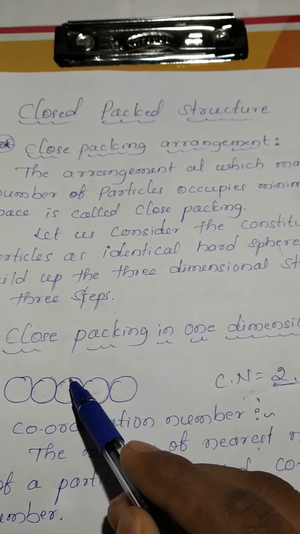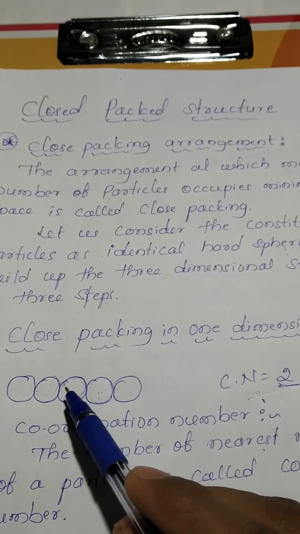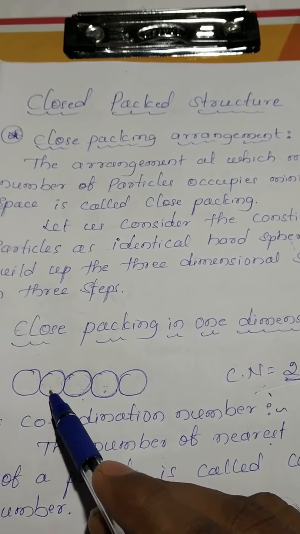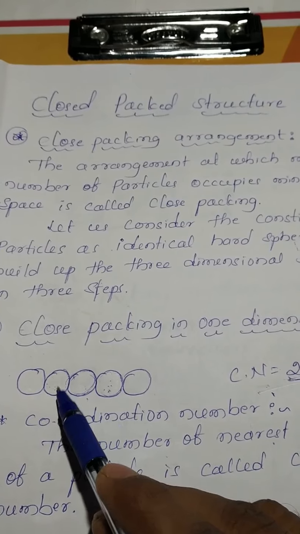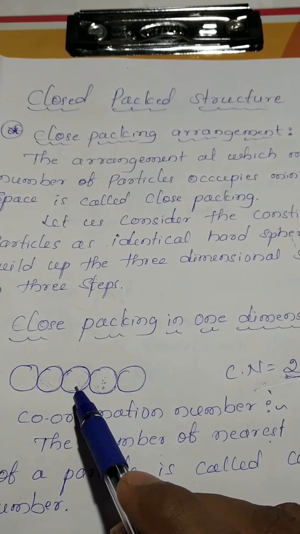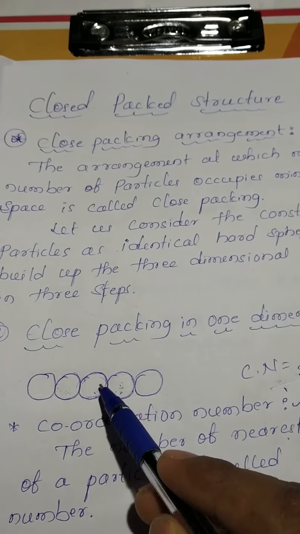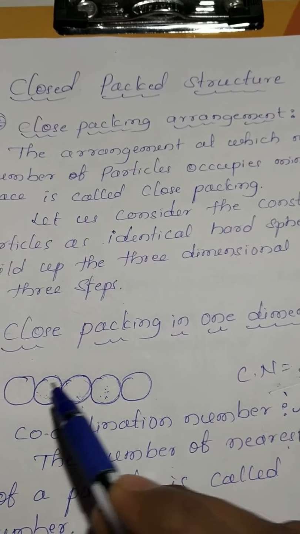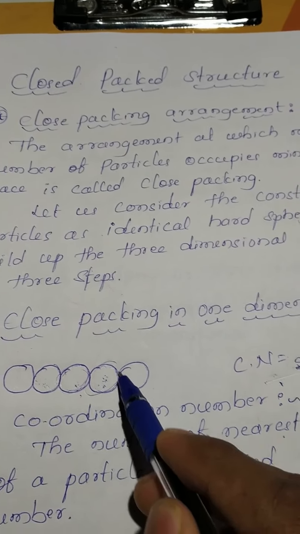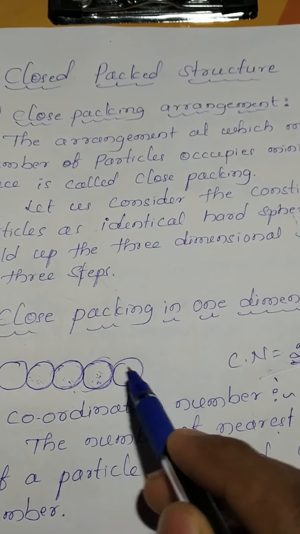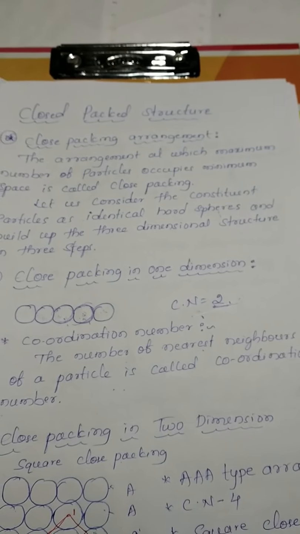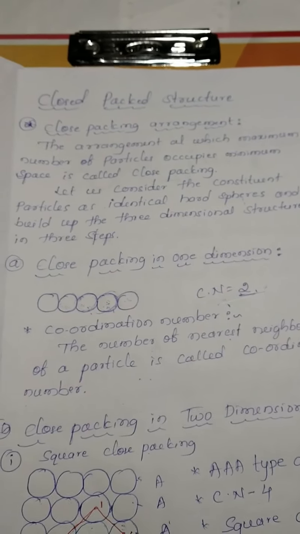For example, for this sphere the nearest spheres are this and this. These two are its nearest neighbors. Hence the coordination number in 1 dimension is 2, because this sphere is in contact with 2 neighbors. Take this sphere as well: it is also in contact with 2 spheres, hence the coordination number in a 1 dimensional close packed structure is 2.